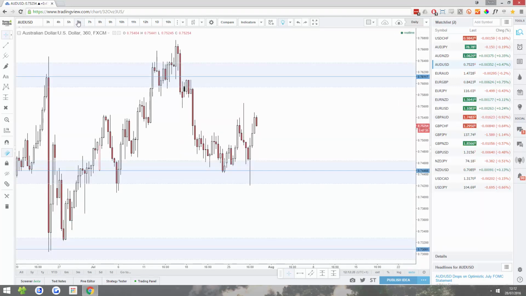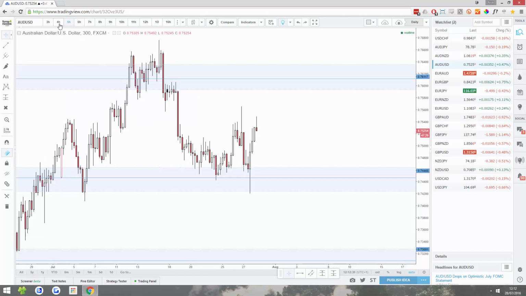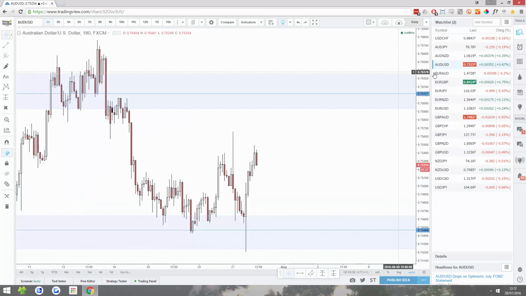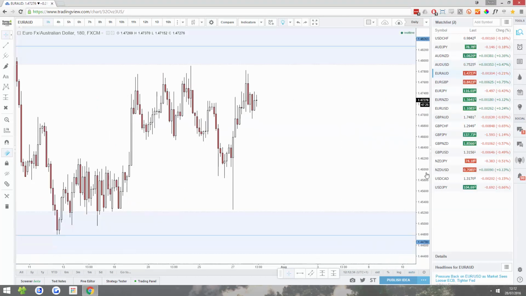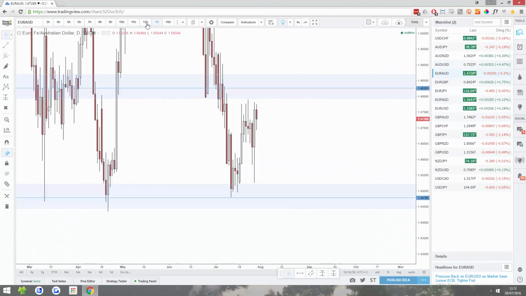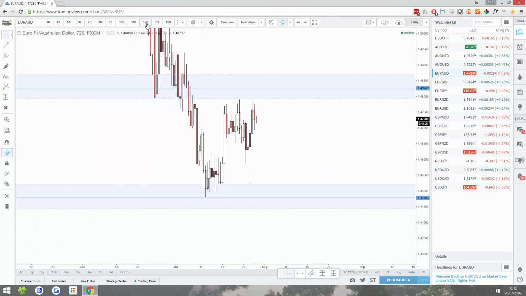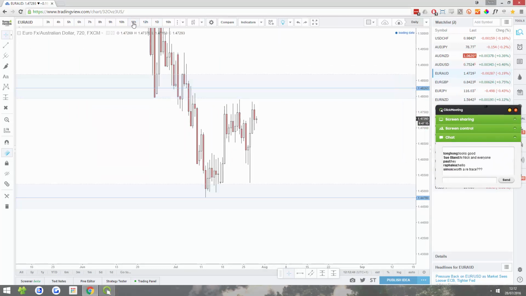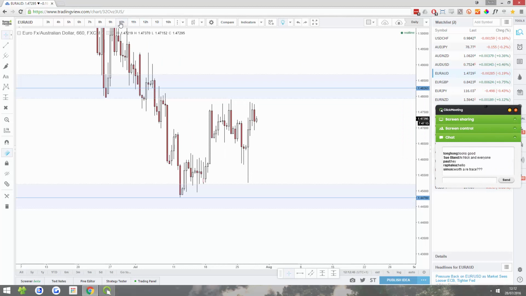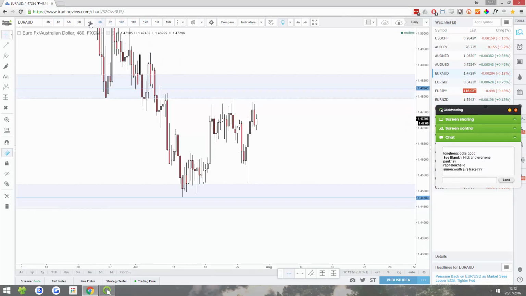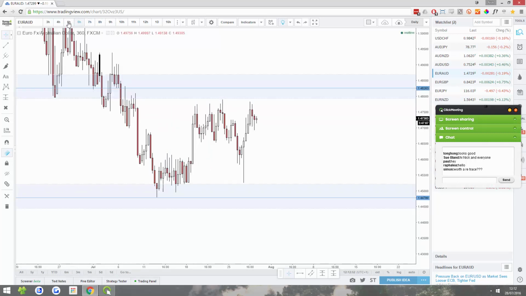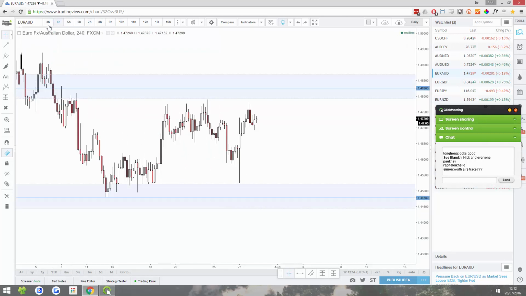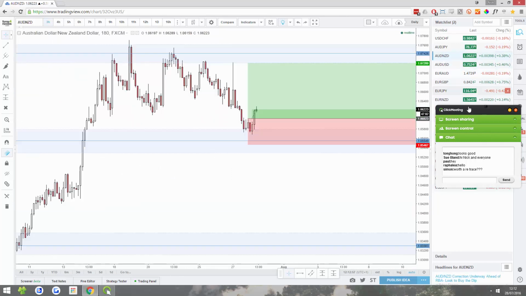Anyone take that AUD New Zealand trade, by the way? Simon is asking, is it worth a retrace? Nah, it's moved up a bit too far. We'll go back to it in a second. There's nothing forming on Euro AUD. We'll go back to it now.